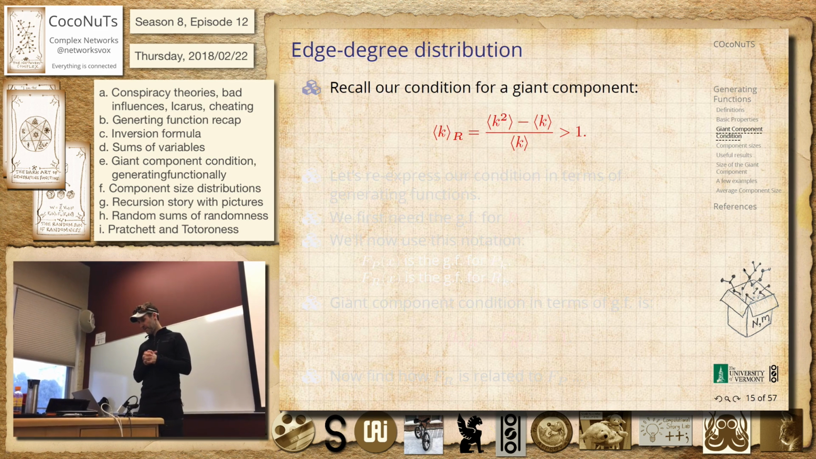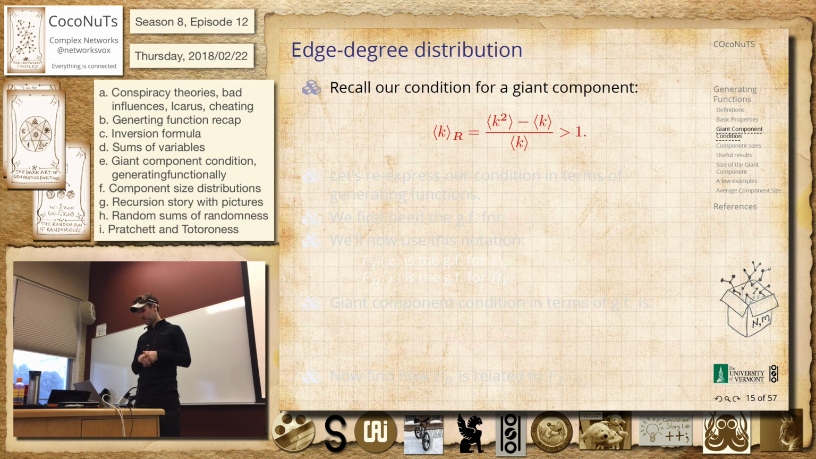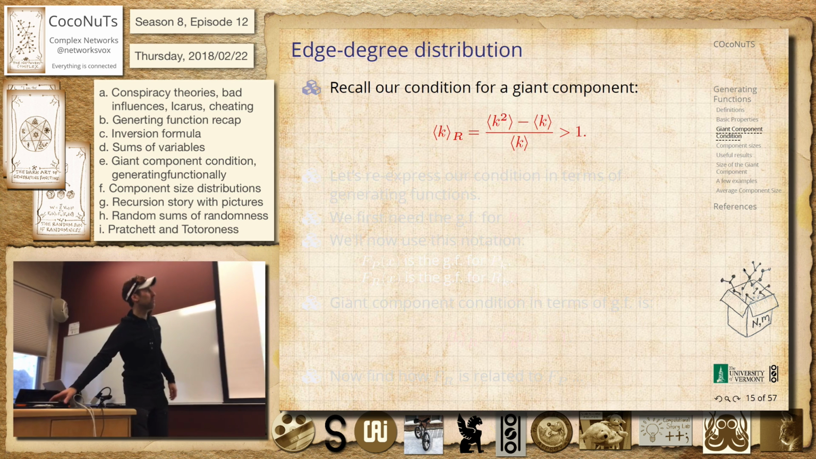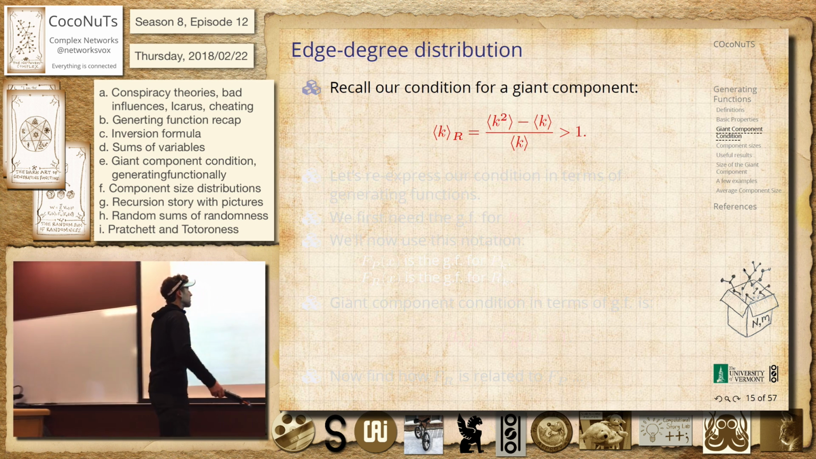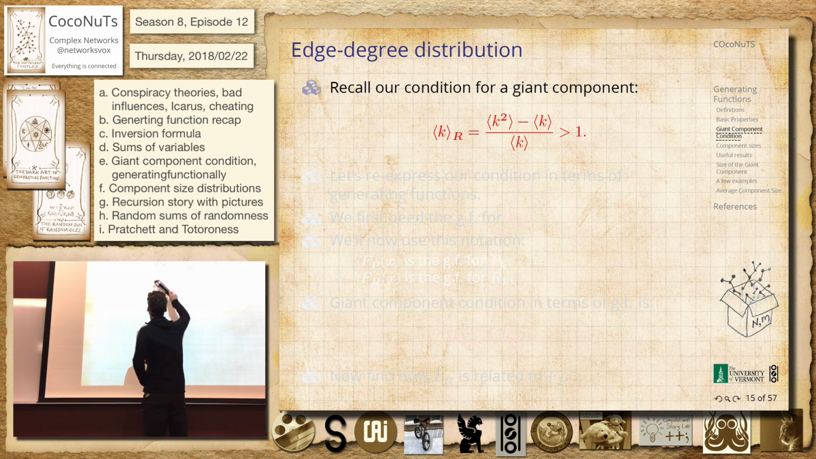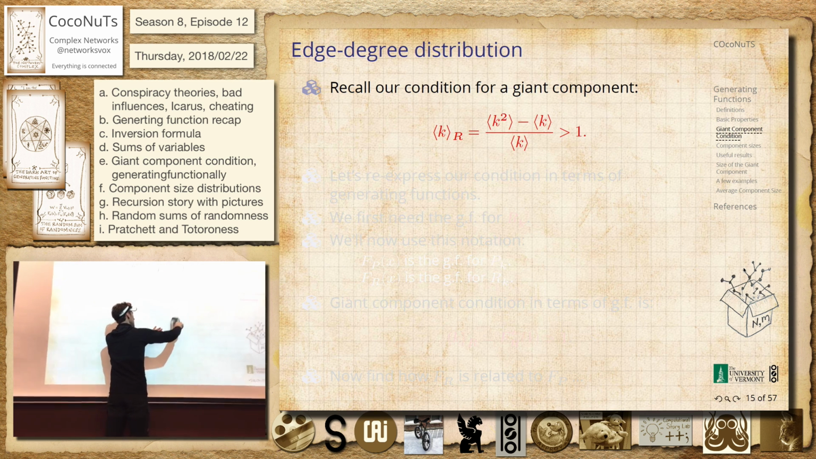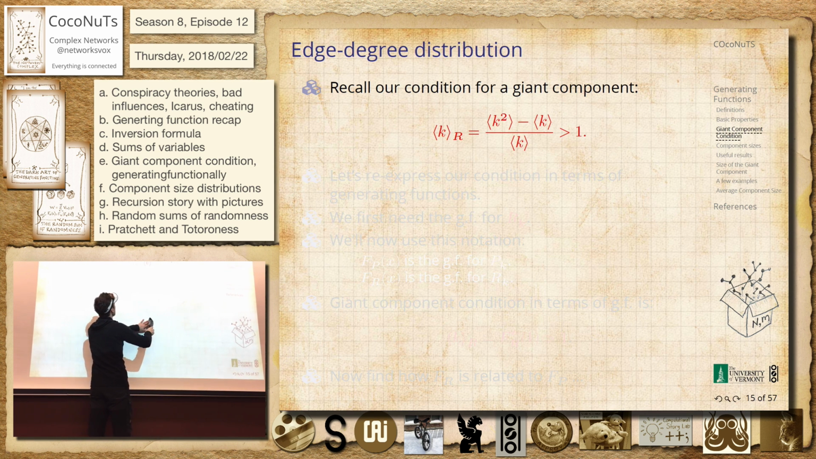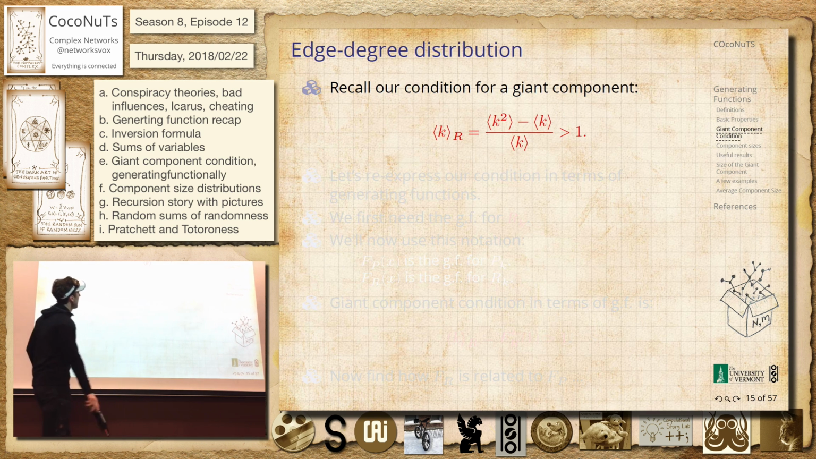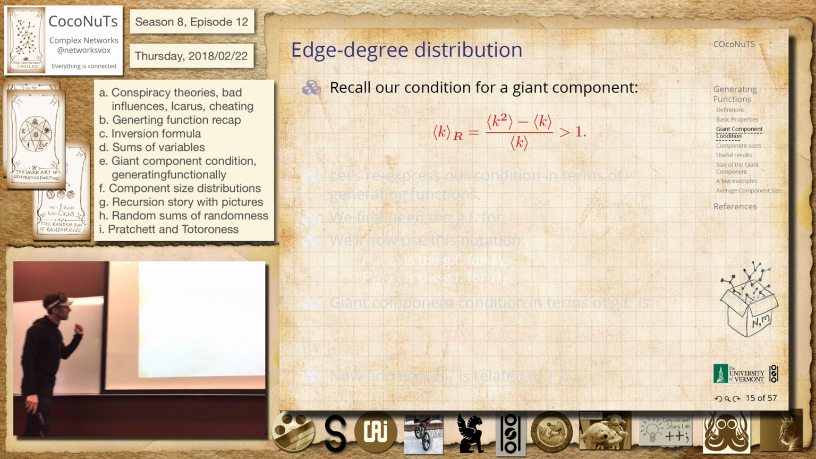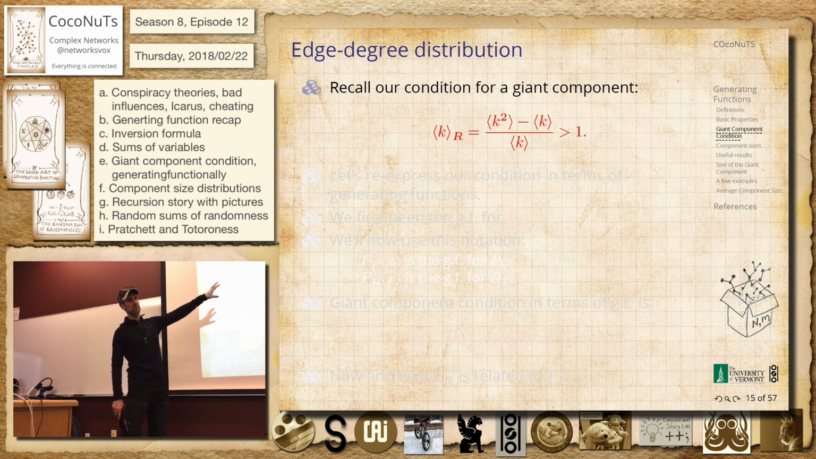So let's see how some of these giant component conditions work. I'm writing this down in a way which, as I said, isn't great from an understanding point of view, but at least in terms of these distributions, this is the right game. We stated that as long as you run along a random edge and hit a node, and the average number of other friends that node has is greater than 1, then there'll be a giant component.